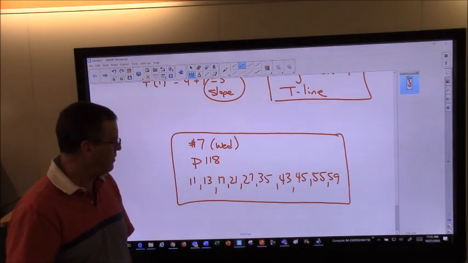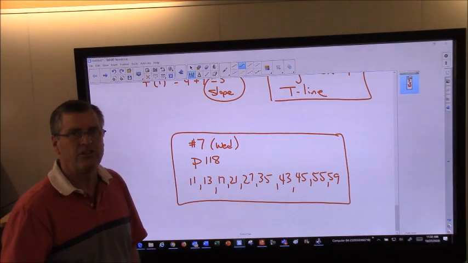Shortcuts are a good thing, and you know, derivatives just became easier. So, yeah.